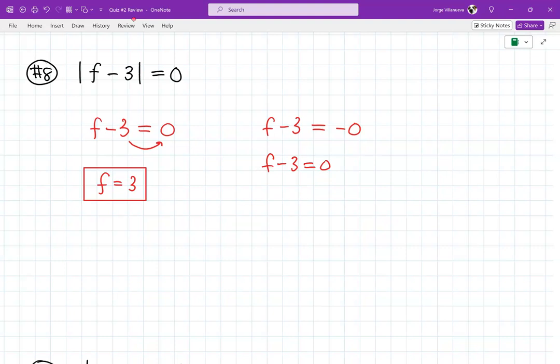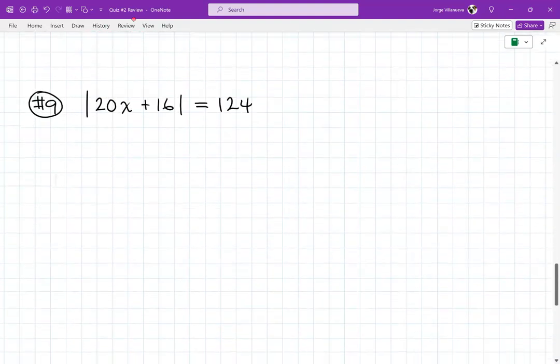I'm promising you, there's going to be a problem like this on your quiz. There's no reason for me to do a tricky one like this if it's not there. Why am I going to make you practice something that's not going to show up? So make sure you understand how to do this. Here's another one.